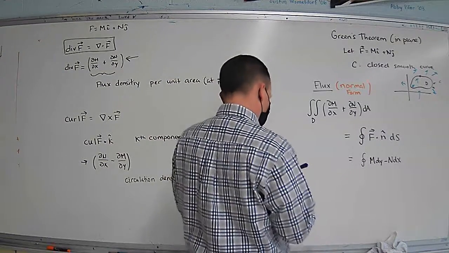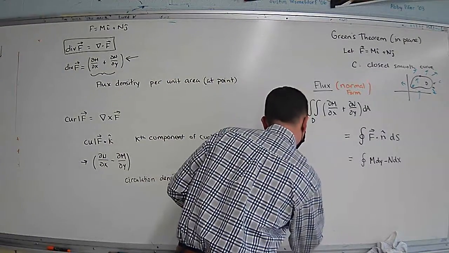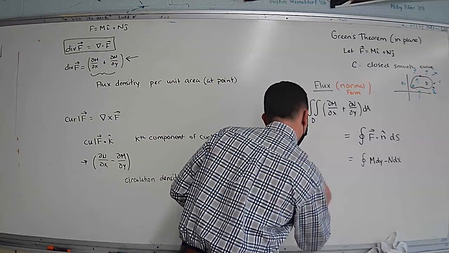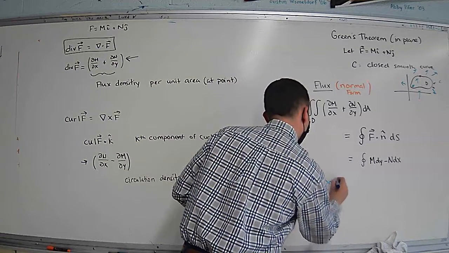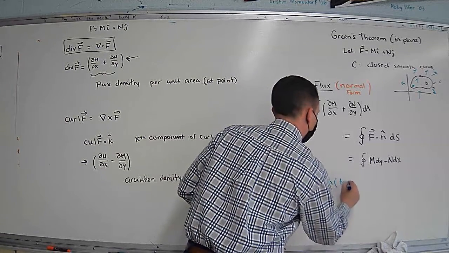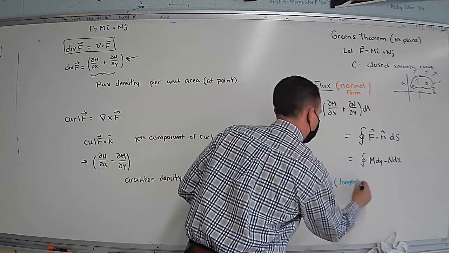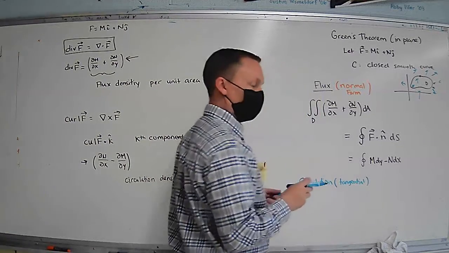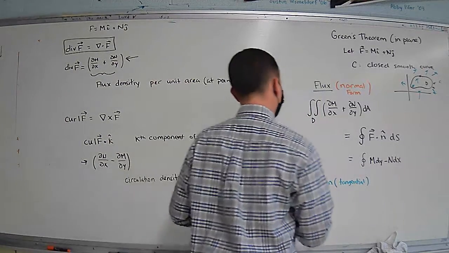So then circulation, the other form of Green's theorem, which we'll say is the tangential form, says this.